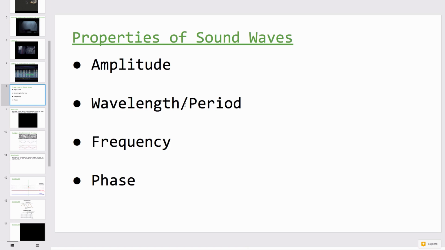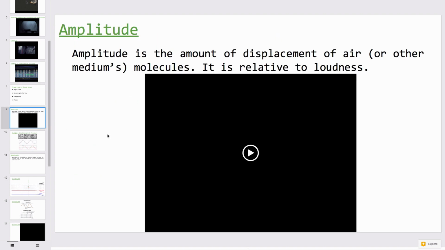Welcome to part 2 of Sound Basics. In this video, we're going to talk about the properties of sound waves. We're going to talk about the amplitude of a wave, the wavelength or its period, the frequency, and phase. So let's start with amplitude.